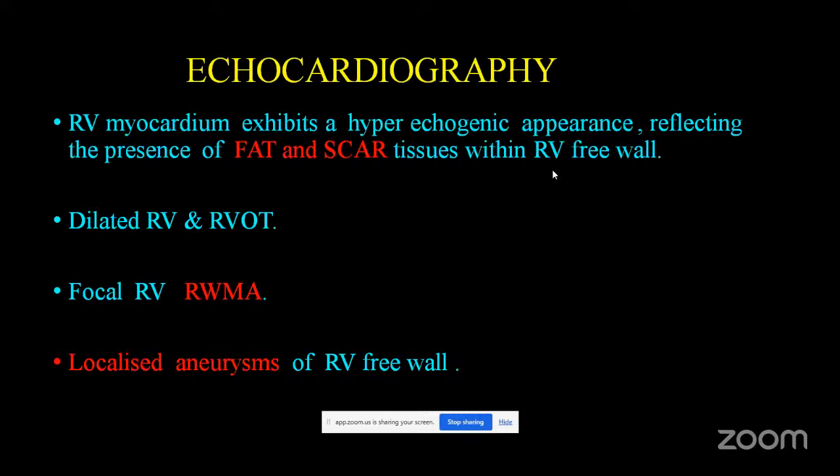What are the features of echocardiography? The RV myocardium exhibits a hyperechogenic appearance, reflecting the presence of fat and scar tissue within the RV free wall, especially in the triangle of dysplasia. And the dilated RV and RVOT is happening. Focal RV regional wall motion abnormality can happen, and localized aneurysms of the RV free wall. That is seen in this picture.